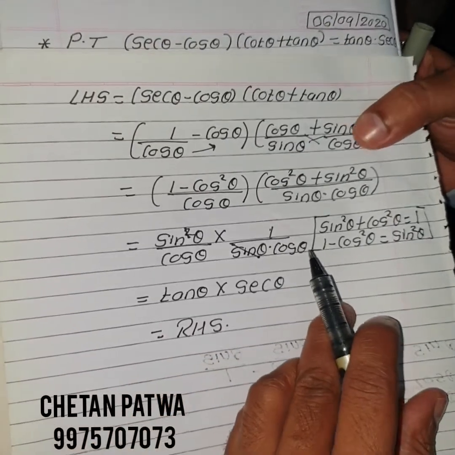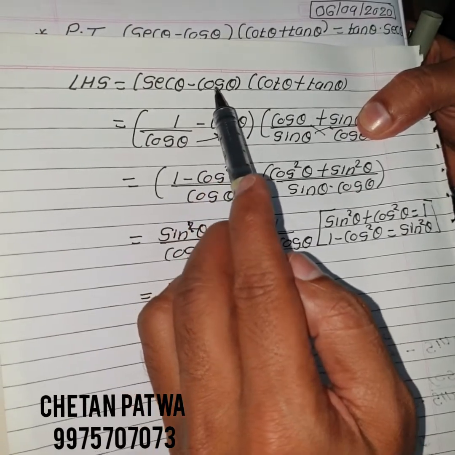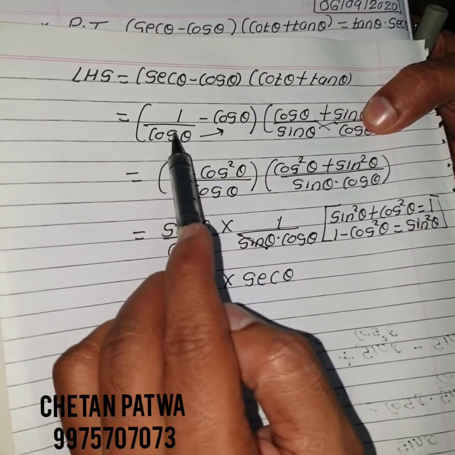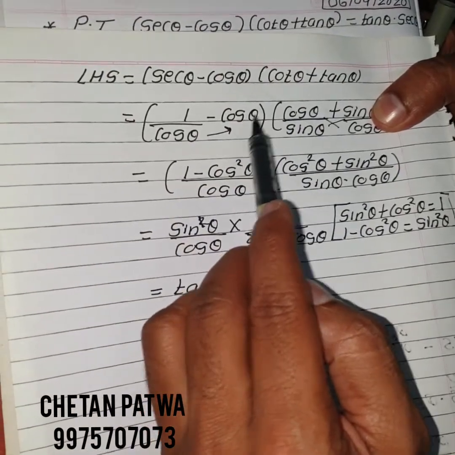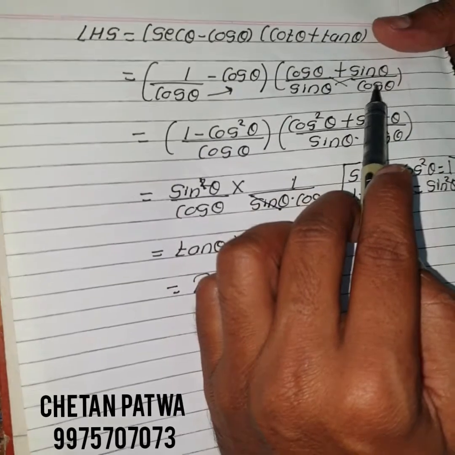So let's revise the sum again. In this sum we have considered left hand side. What is left hand side? Sec theta minus cos theta into cot theta plus tan theta. Now what is sec theta? 1 upon cos. We keep this cos theta as it is. Cot is equal to cos upon sin. Tan is equal to sin upon cos.